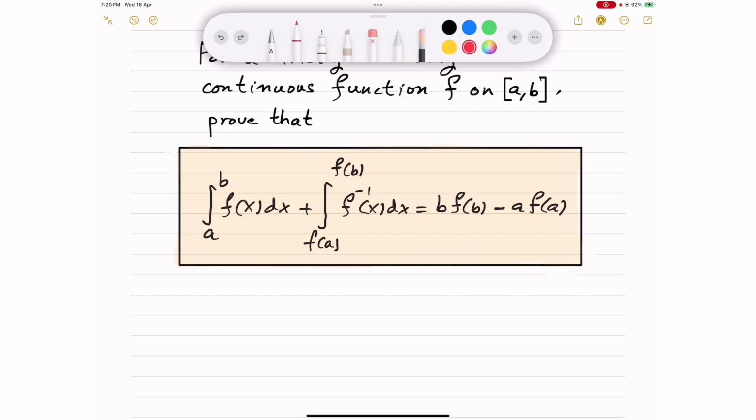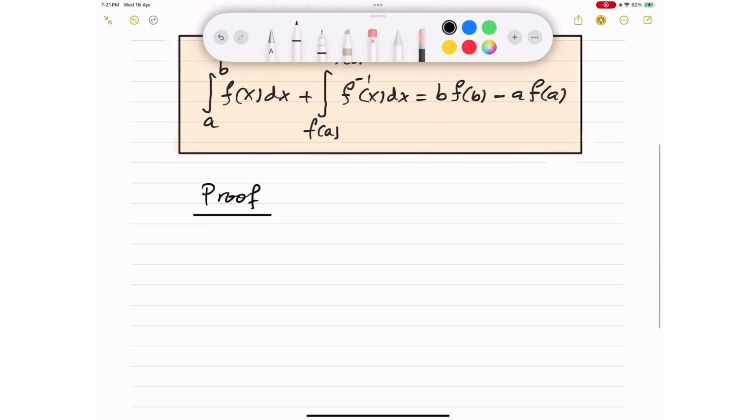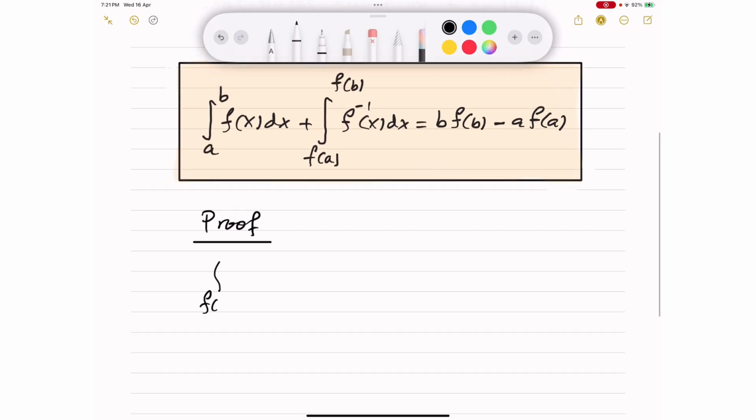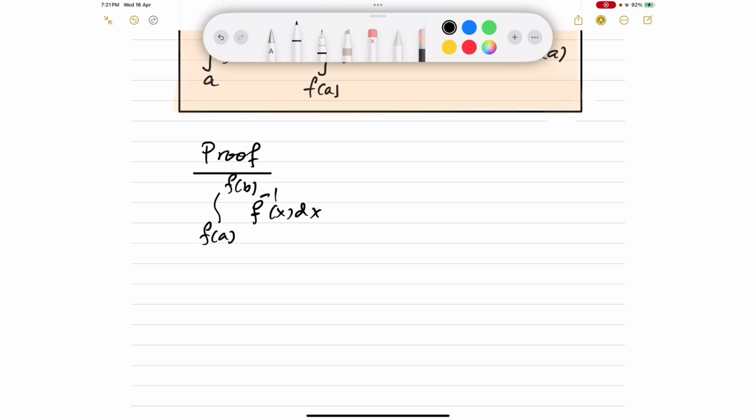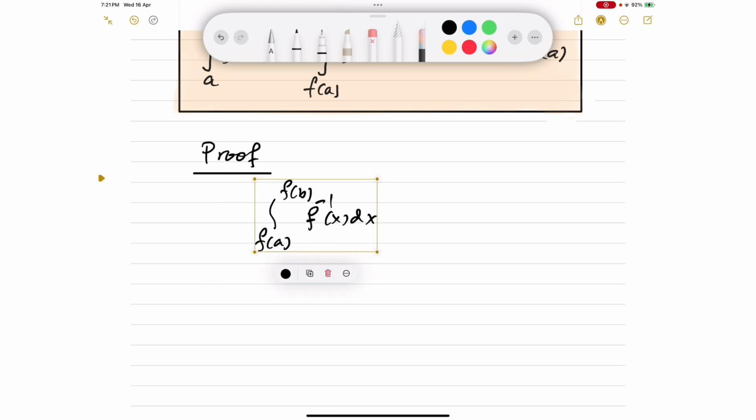First of all, I'll start with the integral. Let me use the black color. Let me put here the word proof. So the proof: the integral from f of a to f of b of f inverse of x dx. I'll start with the second integral. To solve for this integral, we can call this I2, so I2 is equal to this integral.